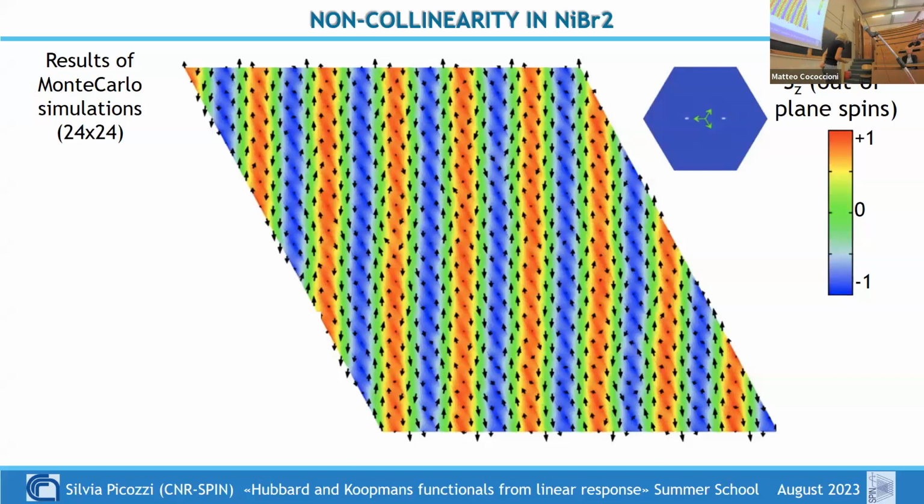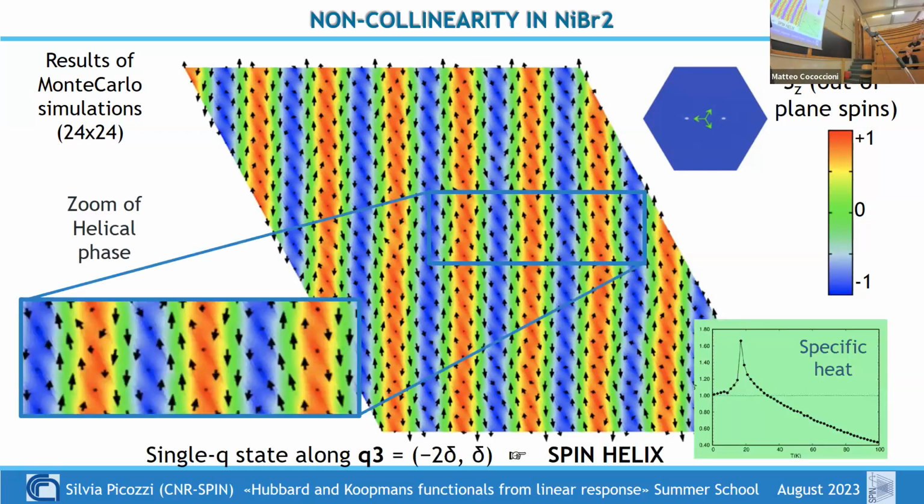For nickel bromide, I get a spin helix. A spin helix is basically a wave. I have a propagation vector like this, and then my spins rotate in a plane which is perpendicular to the propagation vector. So it's non-collinear, complex, exotic. And if I evaluate the Curie temperature, the ordering temperature, I get something small, around 20 Kelvin.